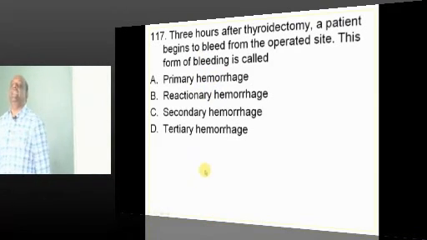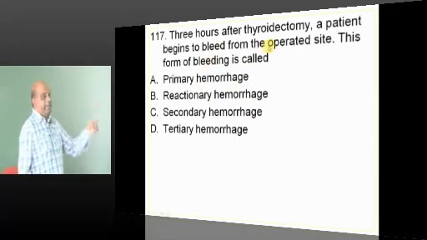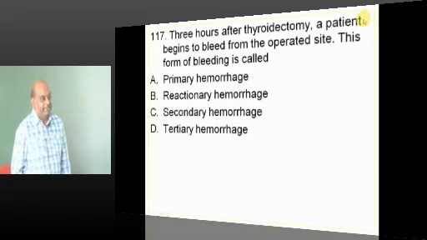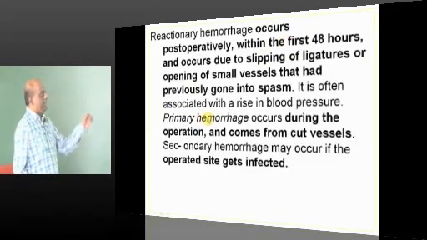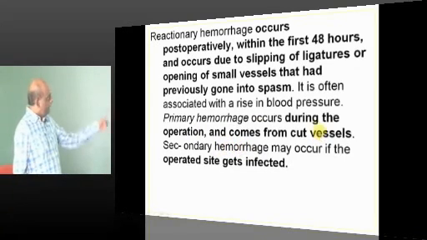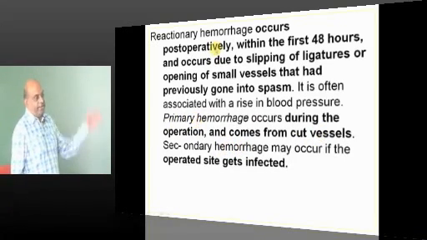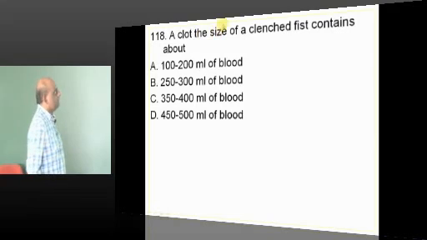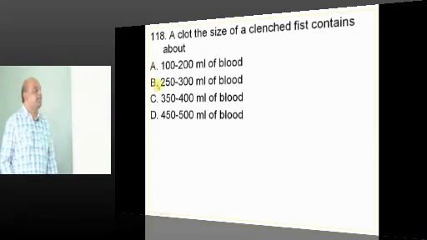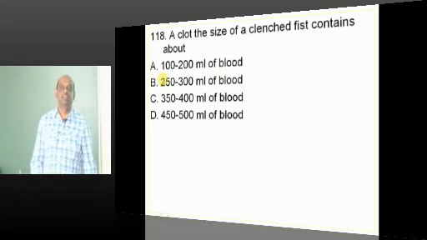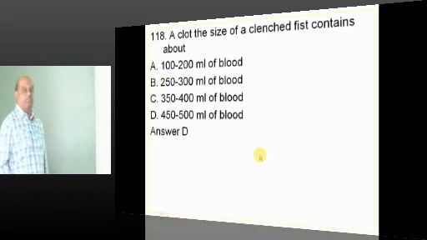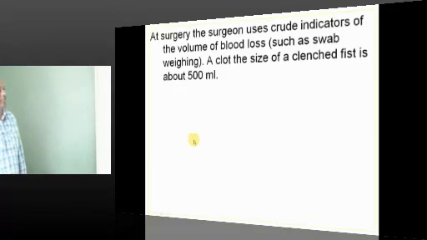Three hours after thyroidectomy, the patient begins to bleed. What is it called? Very good, reactionary. Primary means during the operation, during the surgery. Secondary is due to infection. What is the size of a clenched fist clot? D sir, 500 ml. Sure? 500 ml. Ram Krishna is confident. He has made a lot of patients bleed.